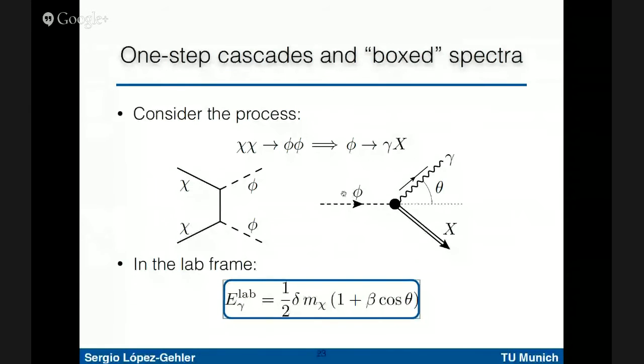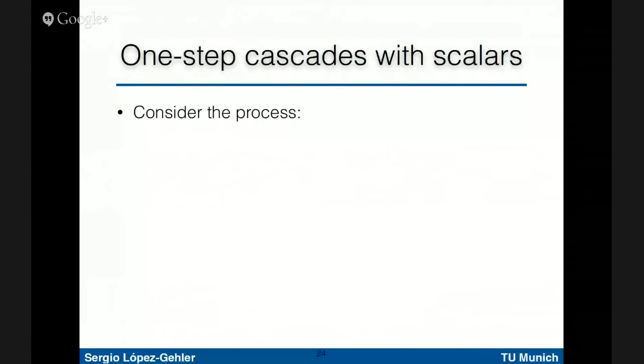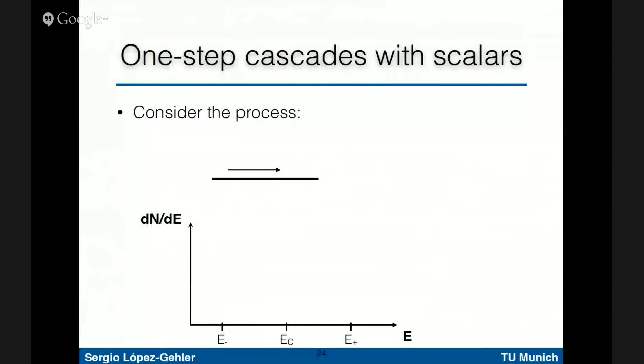and then if this particle phi has a momentum, then the monochromatically emitted photon in the rest frame of phi gets boosted, and depending on the emission angle of this photon, it can get an energy added or subtracted from it. So, a very quick illustration of how this works to arrive at the spectral feature.